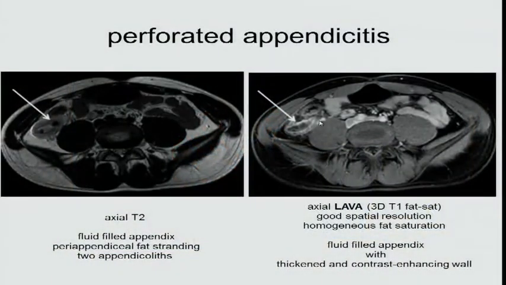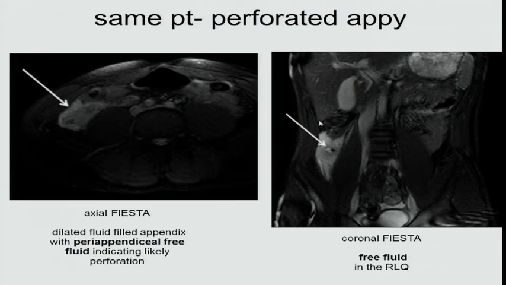Okay, so then we go over to this fat saturation sequence and we see fluid around the appendix. Then this is our FIESTA sequence, and we see free fluid down in the right paracolic gutter on this sequence. So there's such a large amount of free fluid that you would really have to entertain the diagnosis of perforation and would need to call.